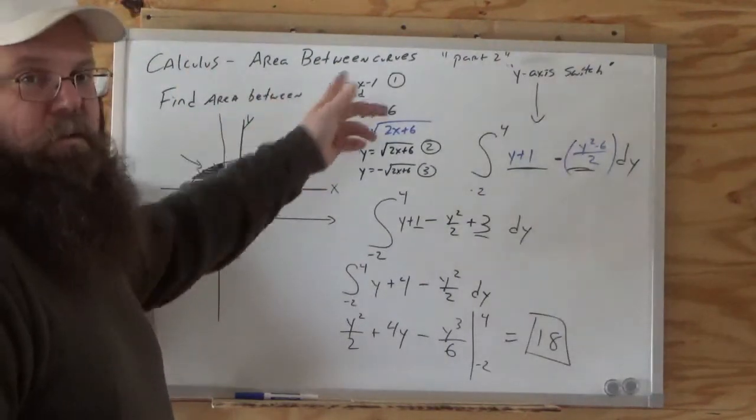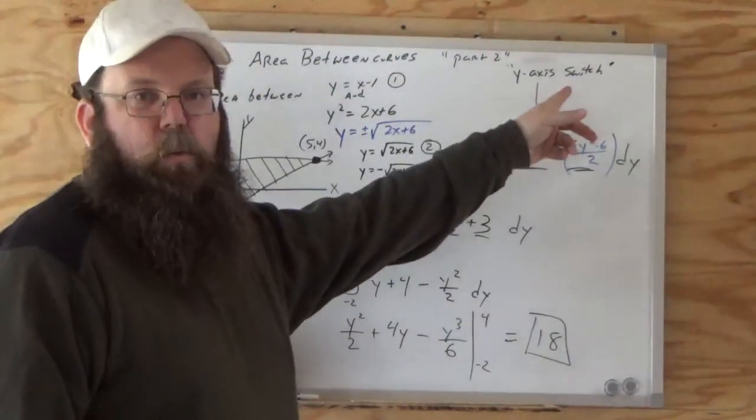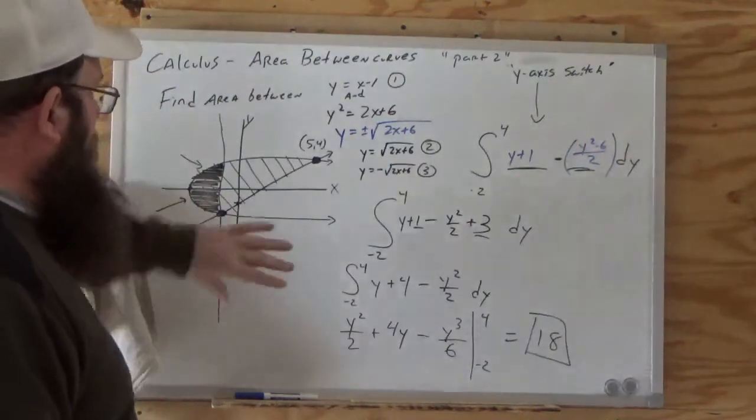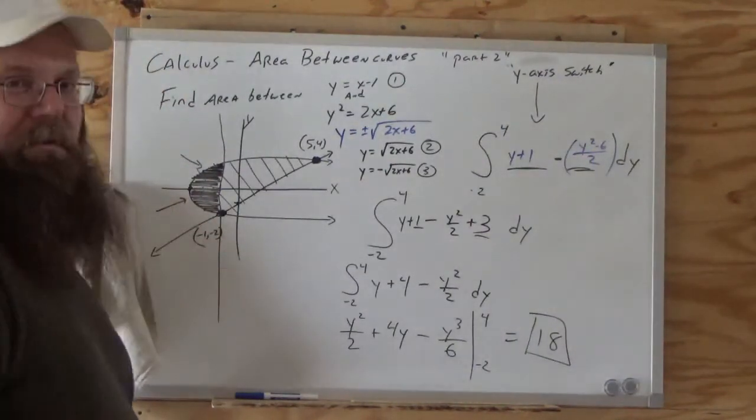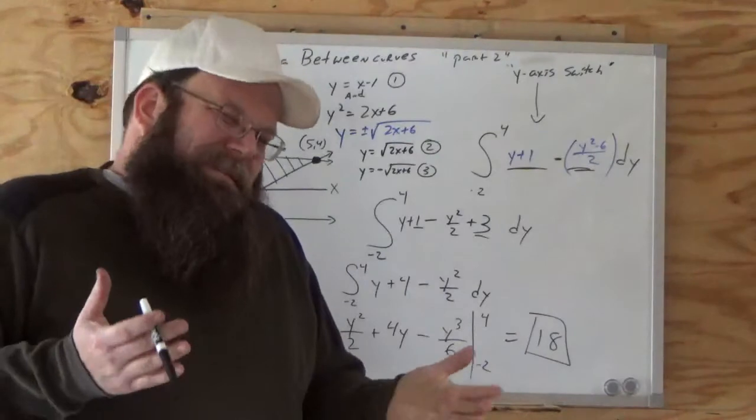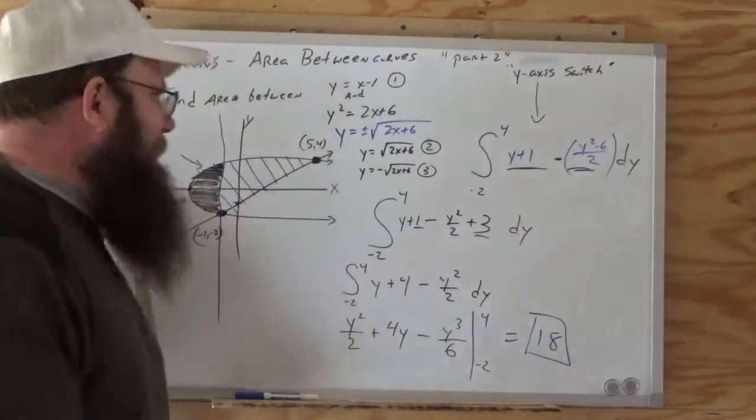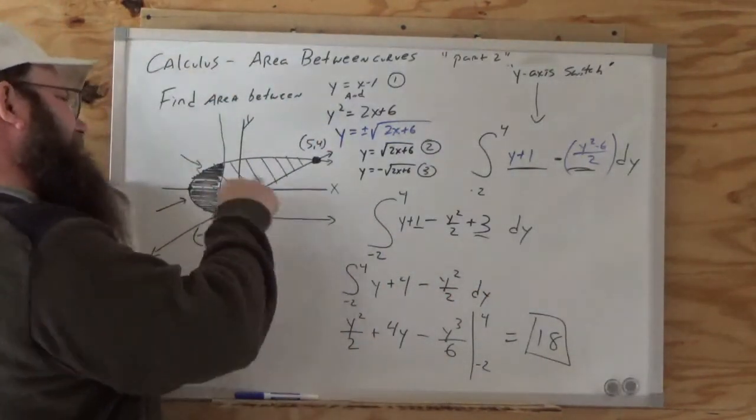Alright, so here it is. Area between two curves, part 2. The y-axis switch. So we're going to pull the old switcheroo. We're going to rotate it. The first time you look at it, you're probably like, I'm not so sure. I kind of get what he's saying. We're missing that part, but I don't like this switching stuff.